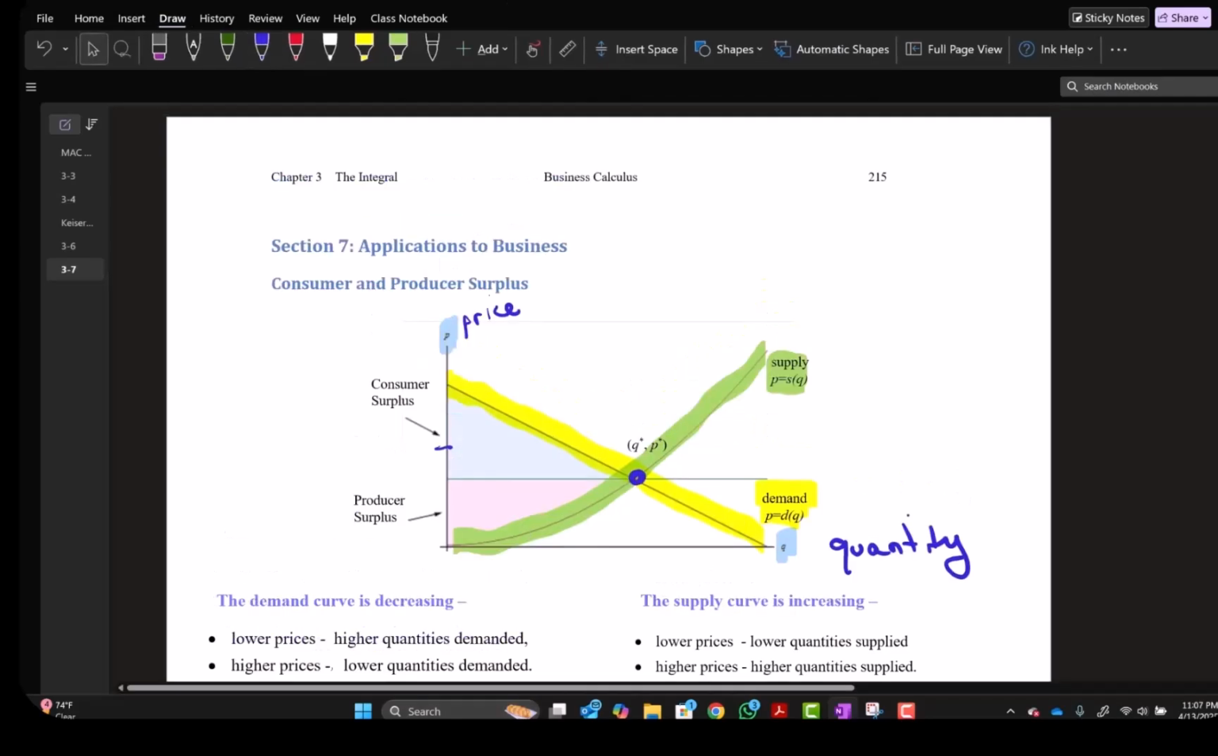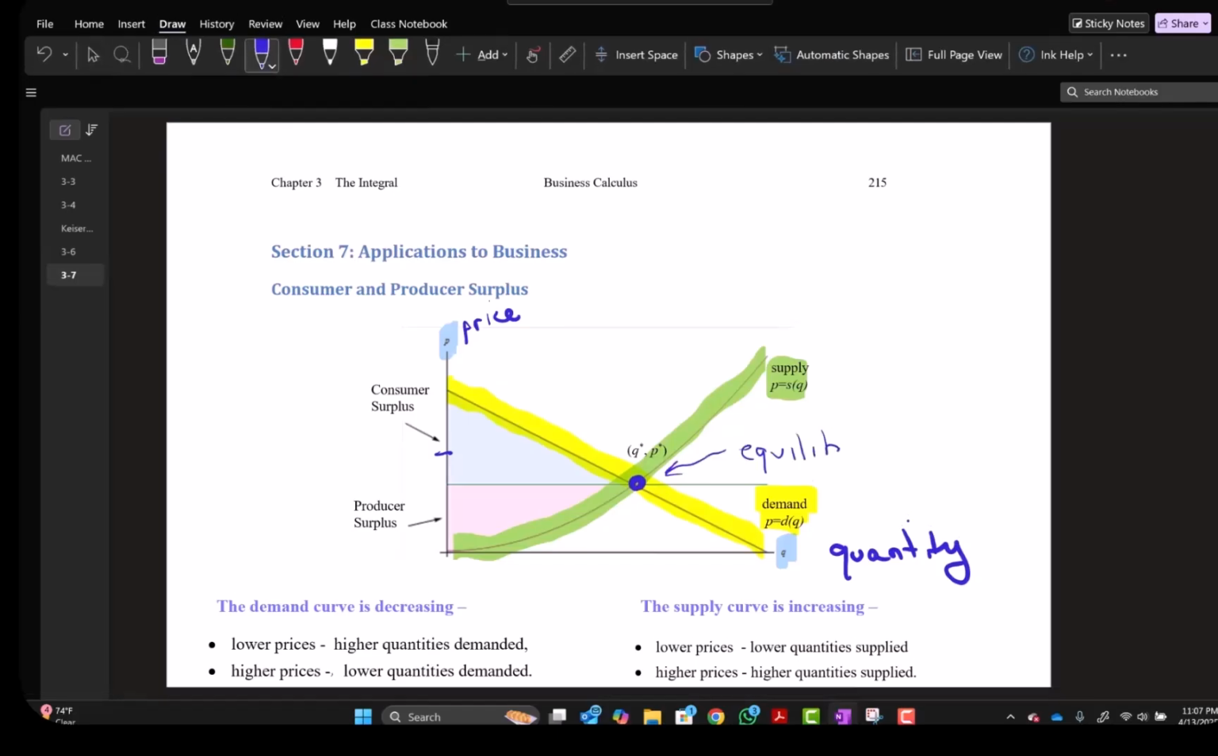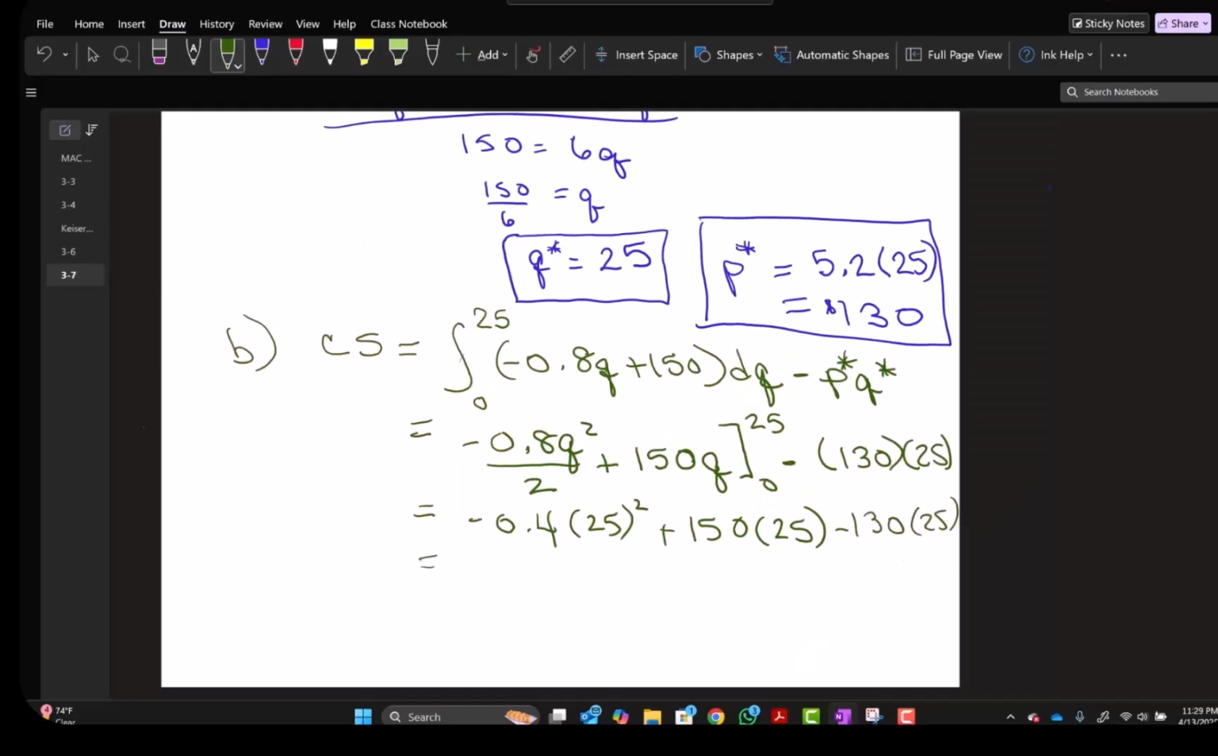On this graph, the point where the demand curve and the supply curve cross is called the equilibrium point. This is my equilibrium. The equilibrium point is the point where the supply and the demand are equal.